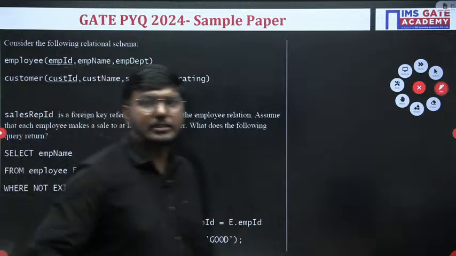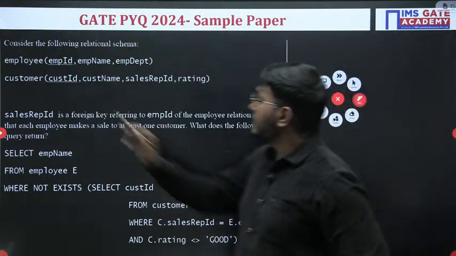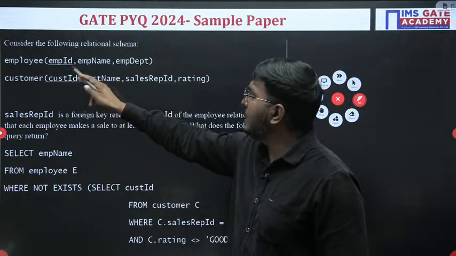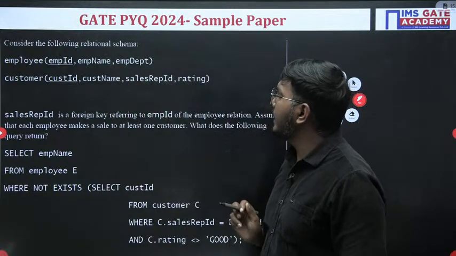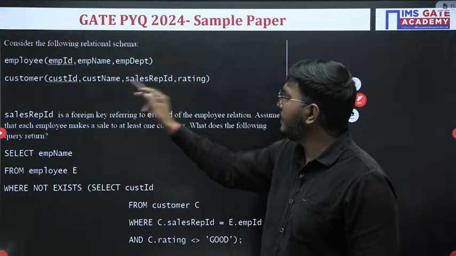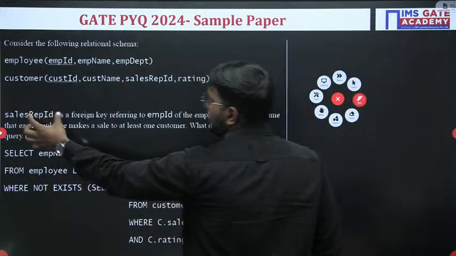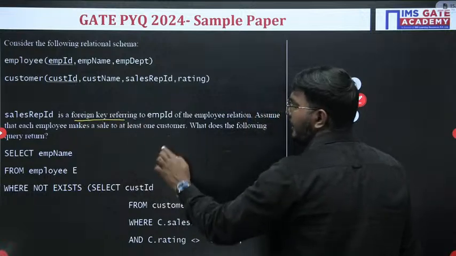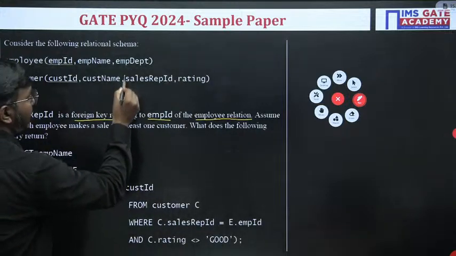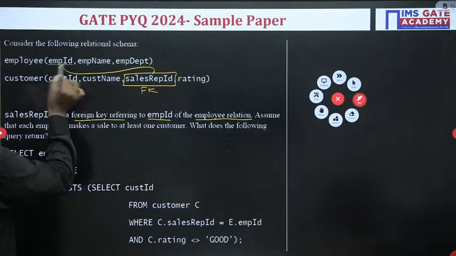Now see, everyone. Stop. The question says, consider the following relational schema. We are given two schemas. One is the employee, having employee ID, employee name and employee department. Now we have the customer table, which has customer ID, customer name, sales representative ID and the rating. It says the sales representative ID is a foreign key referring to the employee ID of the employee relation. This is a foreign key referring to the employee ID.